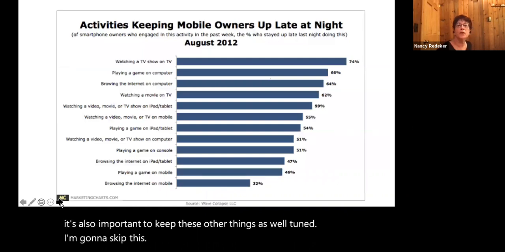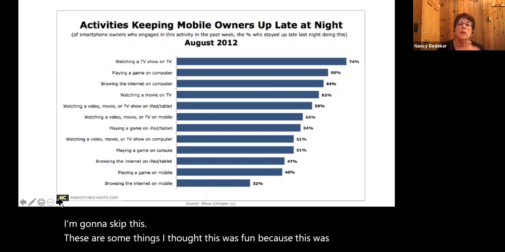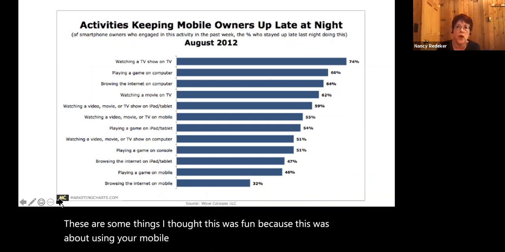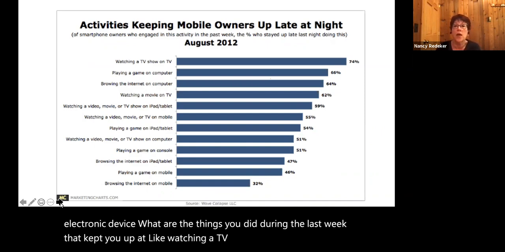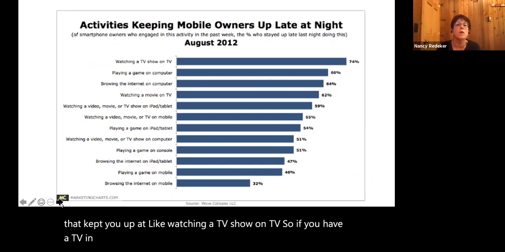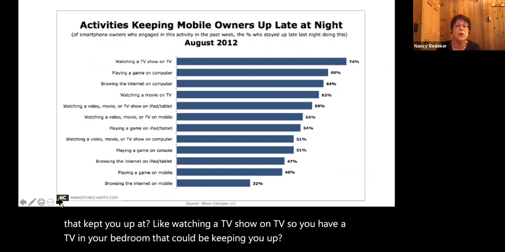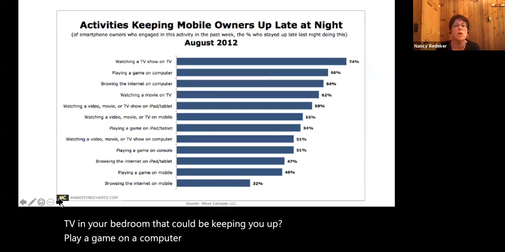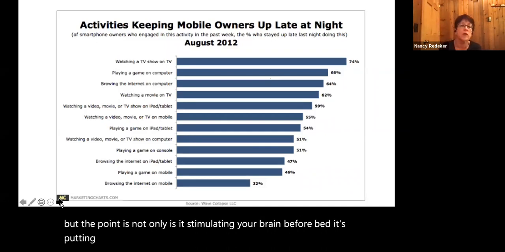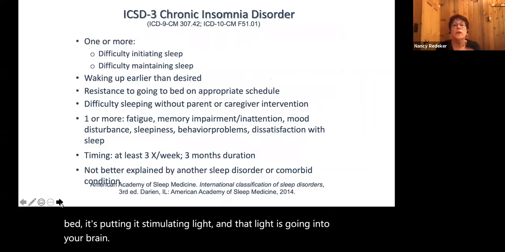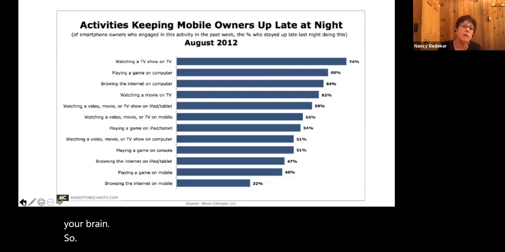I thought this was fun because this was about using your mobile phone or your electronic device. What are the things you did during the last week that kept you up at night? Watching a TV show on TV. So if you have a TV in your bedroom, that could be keeping you up. Playing a game on a computer, etc. This is actually a little old, but the point is, not only is it stimulating your brain before bed, it's stimulating light, and that light is going into your brain. So many things go on with the inputs.